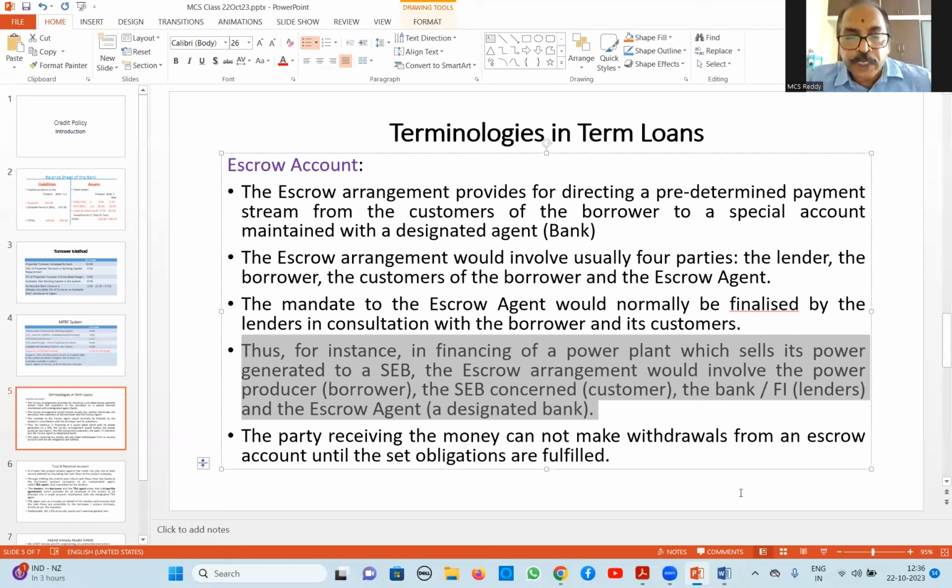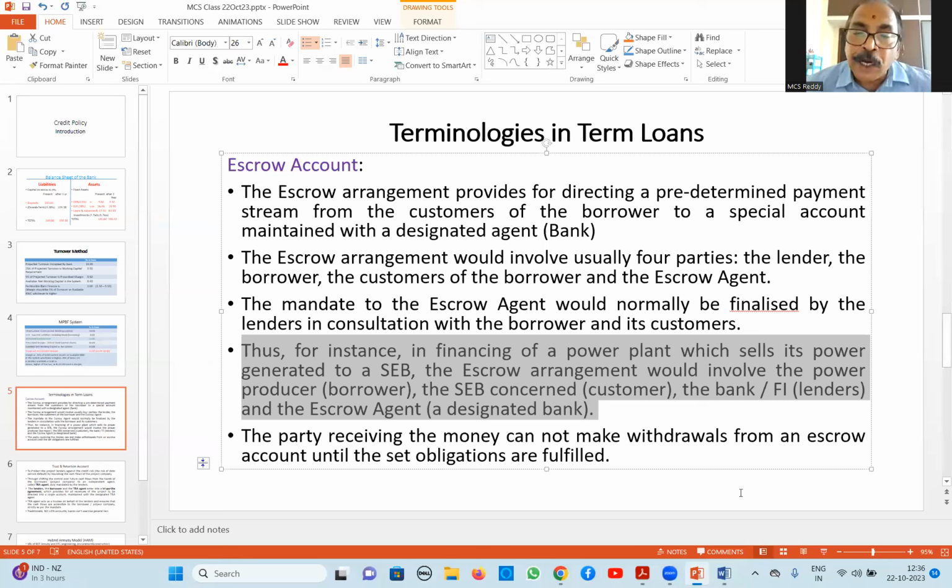Funds will first be utilized for O&M. O&M means operations and management of the unit. Because they need power, they need workers, so many expenditures will be there. Otherwise, the plant will not run. So O&M will be given priority first. First, cash flows will be given to operations and maintenance.